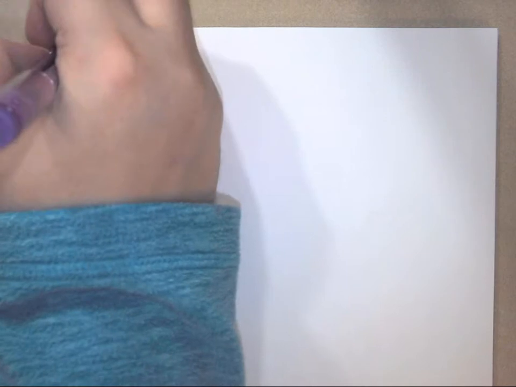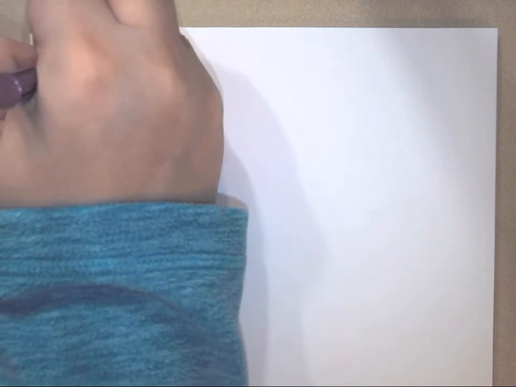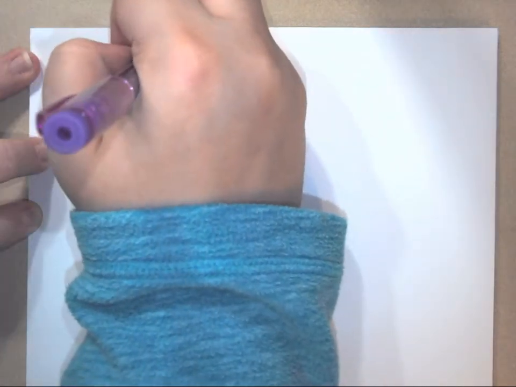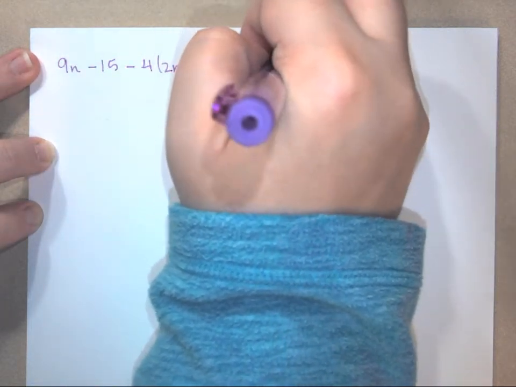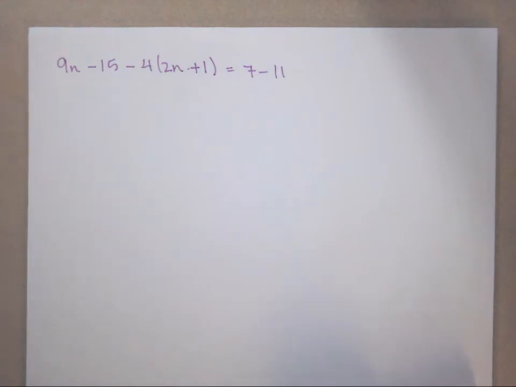Alright, in this video we are going to look at a snapshot of some different linear topics. The first thing we're going to look at is solving some different types of linear equations. So first of all, let's make it easy and look at some ideas behind one-step linear equations. So a one-step linear equation may be a problem that looks a little like this, where we have 9n minus 15 minus 4 times my 2n plus 1 equals 7 minus 11.